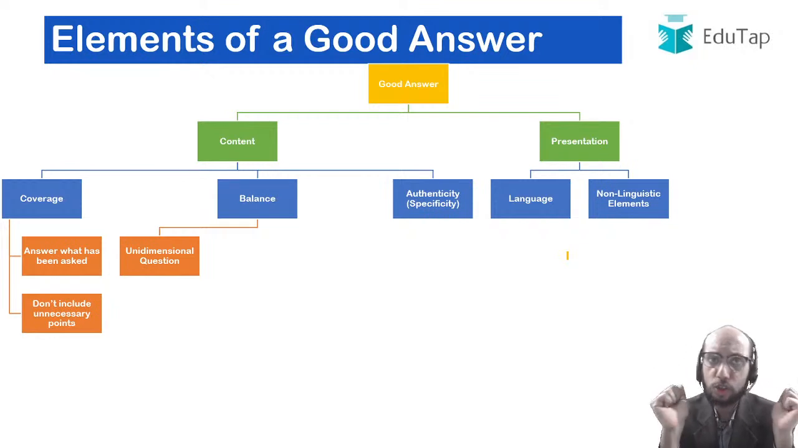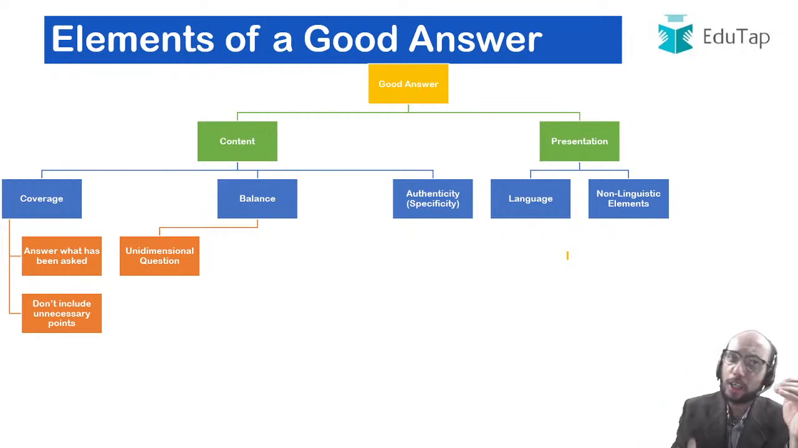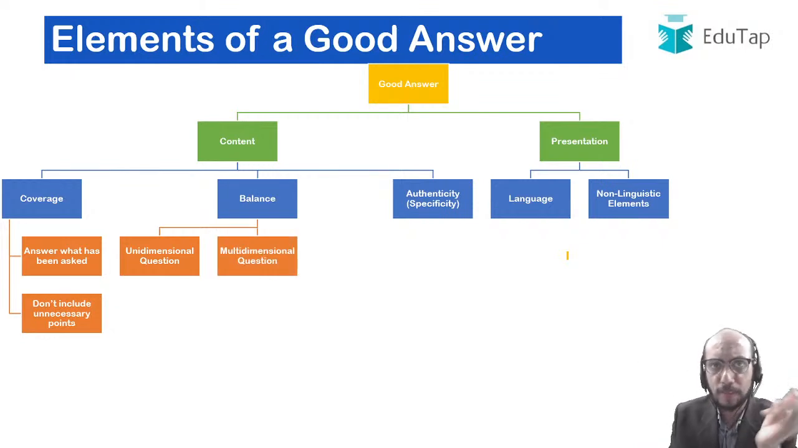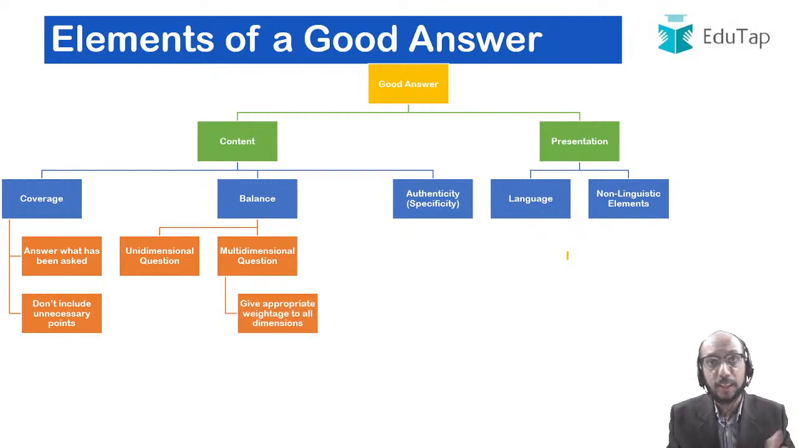How do you write sort of a balanced answer? So if the question is unidimensional, focus on that one dimension and finish off your answer. If the question is multidimensional, focus on all the aspects of the question and give adequate justice to all aspects of the question, right? Give appropriate weightage to all dimensions.